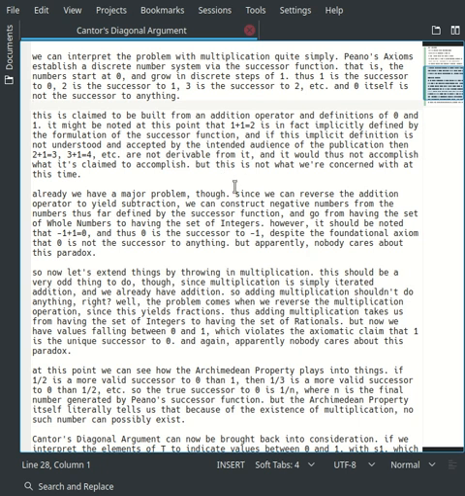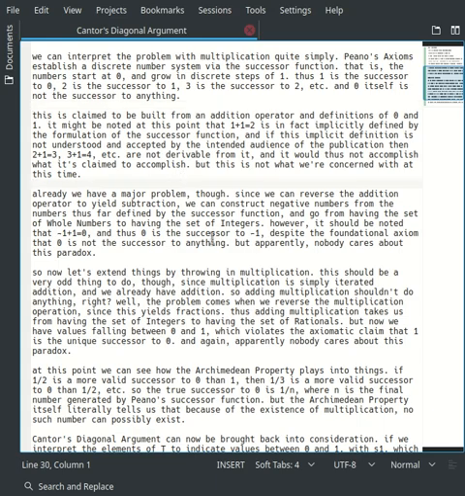It might be noted at this point that 1 plus 1 equals 2 is in fact implicitly defined by the formulation of the successor function. And if this implicit definition is not understood and accepted by the intended audience of the publication, then 2 plus 1 equals 3, 3 plus 1 equals 4, etc. are not actually derivable from it. You need the demonstration that 1 plus 1 equals 2 in order to be able to get to any other numbers. Okay? And it would thus not accomplish what it's claimed to accomplish. But this isn't what we're concerned about at this moment.